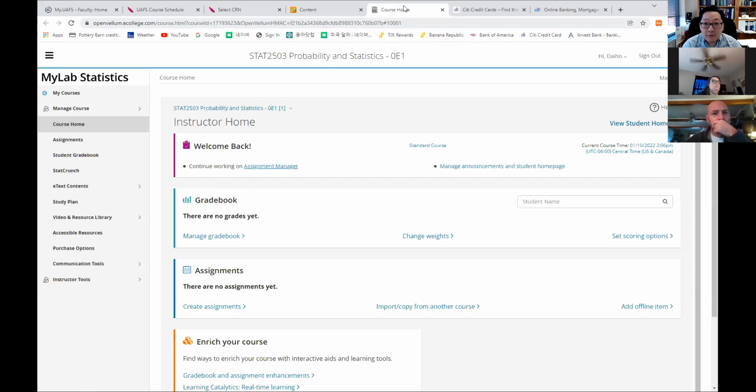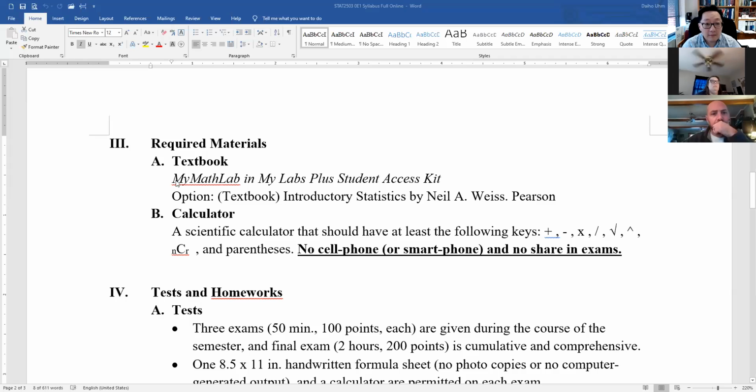So let me stop sharing the MyLabs and let me go back to the syllabus. Okay, so here is the access code, the access kit for the MyLabs. And the textbook, the hard copy, you don't have to buy it because once you successfully sign in to MyLabs, you have it.